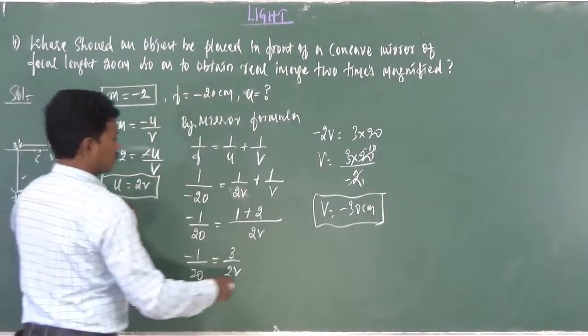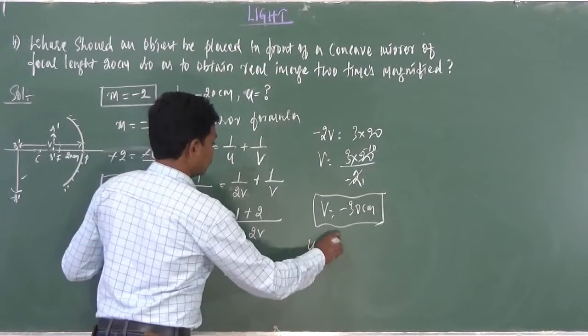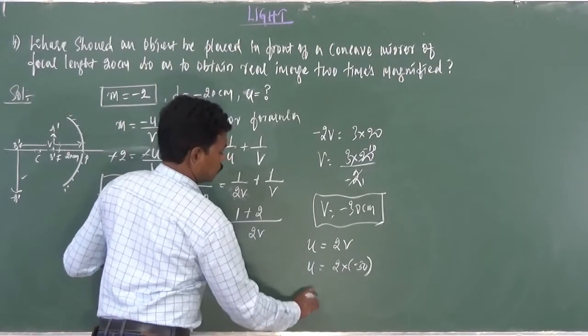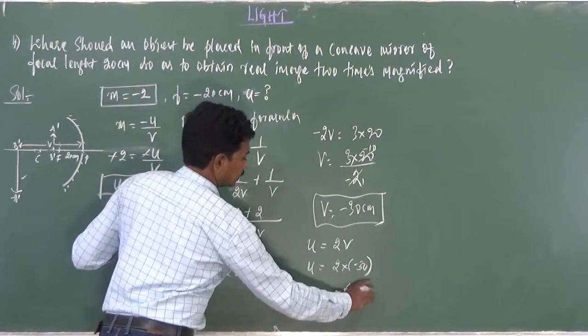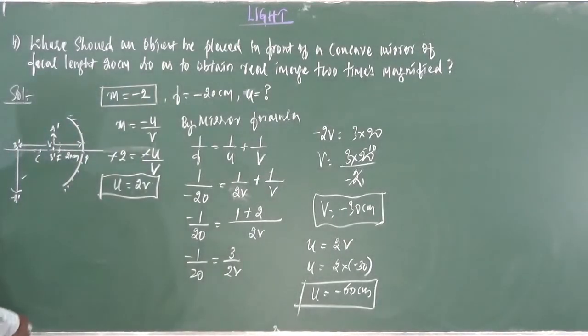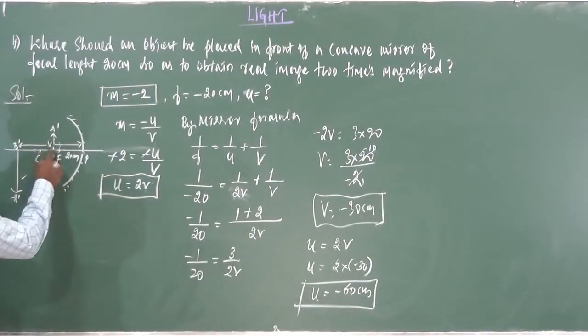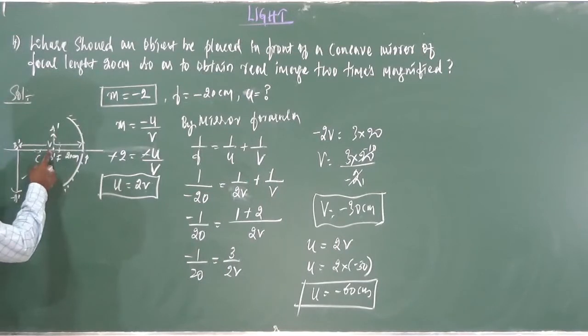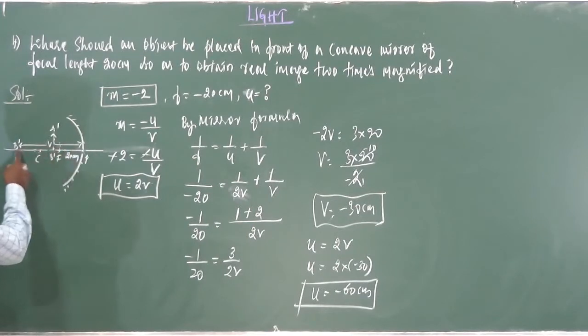You have to substitute the value here. So u is equal to 2v, so u is equal to 2 into minus 30, so u is equal to minus 60 centimeters. So if you want a 2 times magnified image of the object placed in front of the mirror, the object should be placed at a distance of minus 60 centimeters and the image will be formed at a distance of minus 30 centimeters if you want the magnified real image.